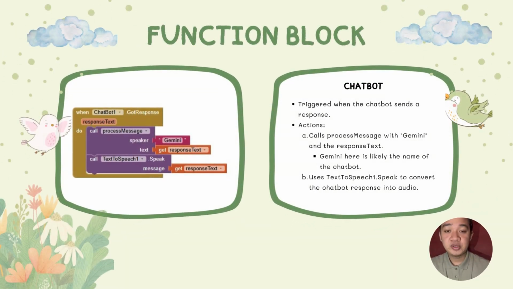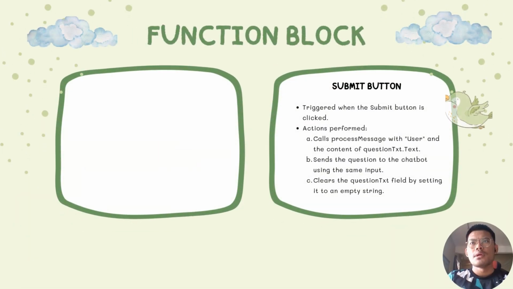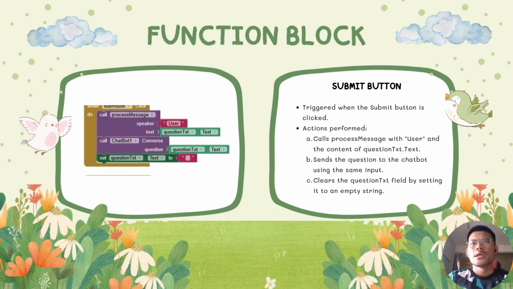So we move to the chatbot block. When the chatbot receives a response from the Gemini API, a special event is triggered. This event performs two main actions. First one is it calls the process message procedure with two inputs, the speaker name Gemini and the chatbot's response text. This updates the chat history and displays the response in the list view. Second one is it uses text to speech one speak to read the response out loud, allowing the user to hear the reply.